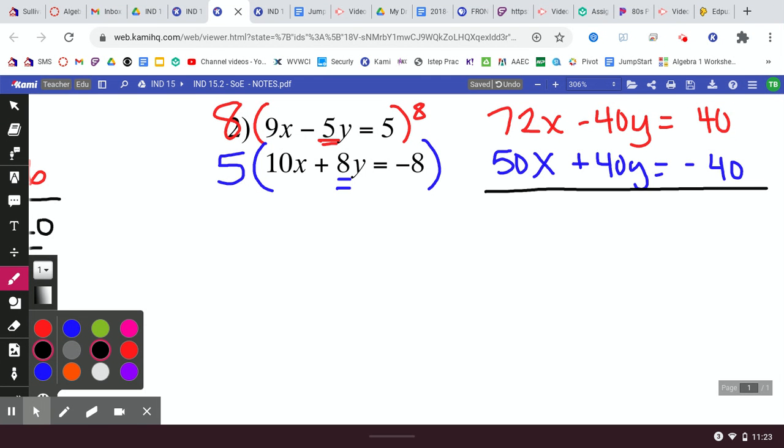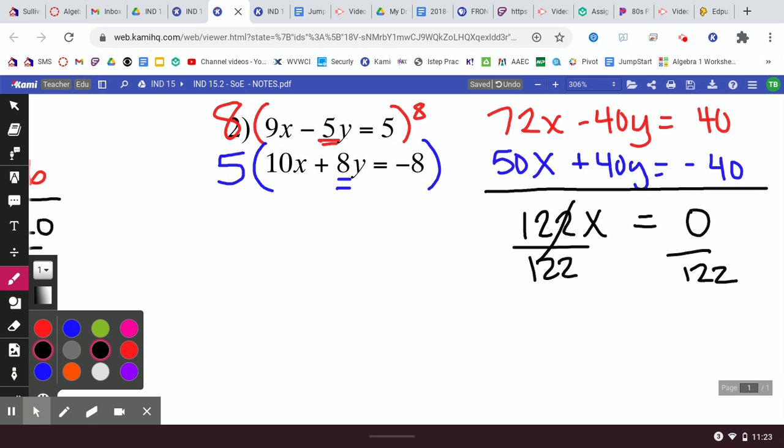Don't draw your line until you have all your manipulation done and you're ready to actually combine each column. So my first column, 72x and 50x, when I combine those, I get 122x equals 40 minus 40 is just 0. I still have an x to solve for, so I'm still going to divide to get it by itself. And I'm left with x equals anything with 0 on top is just 0.